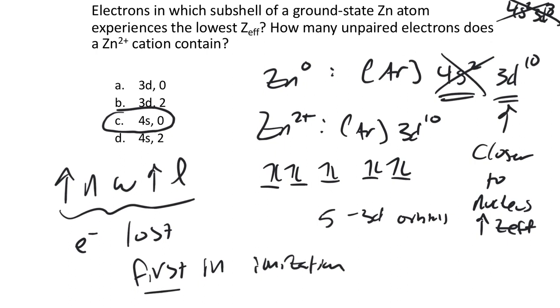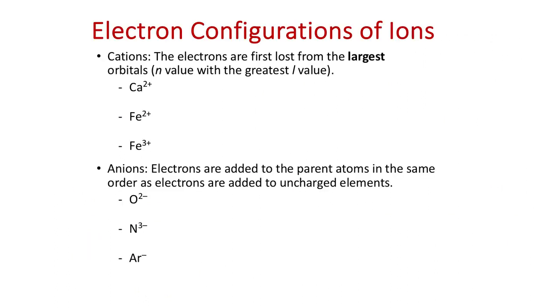So you lose the electrons in a configuration from the highest N value orbital. If you have 2 orbitals that share an N value that are the highest, then the highest L value. And we'll do an example that compares the L value in a moment. Okay, so cations. Electrons are first lost from the largest orbitals, the highest N value with the greatest L.